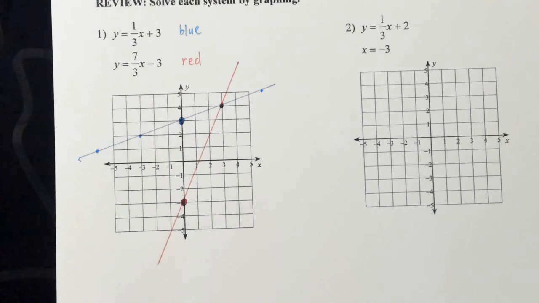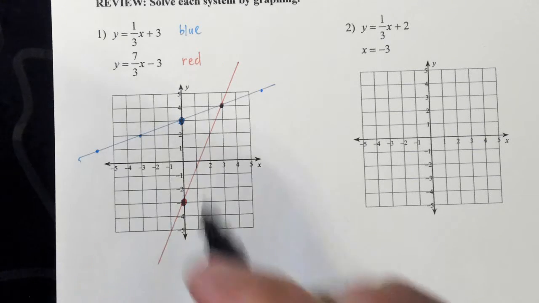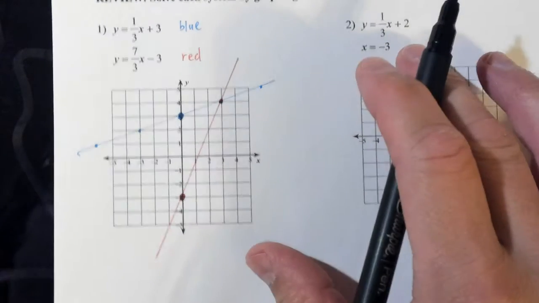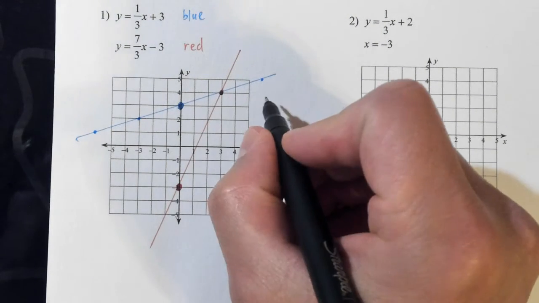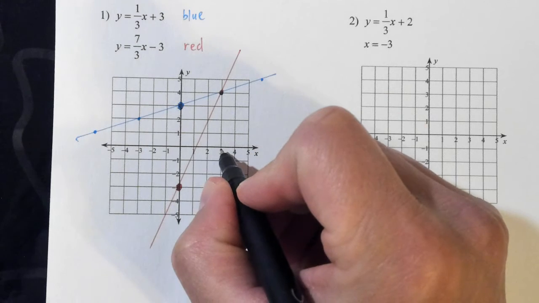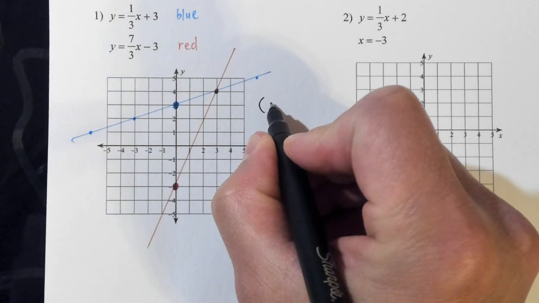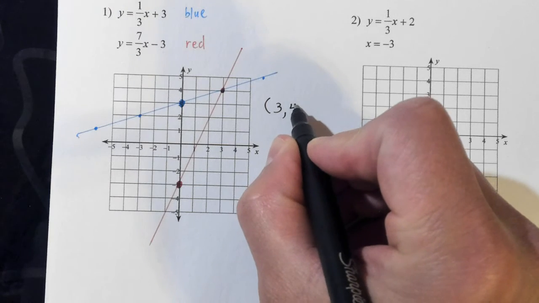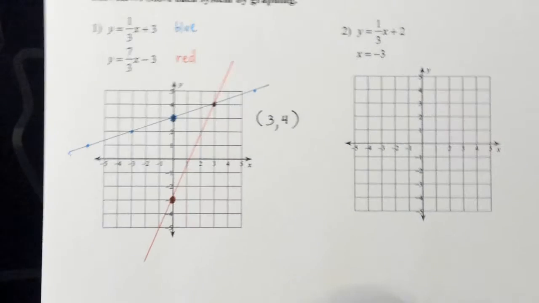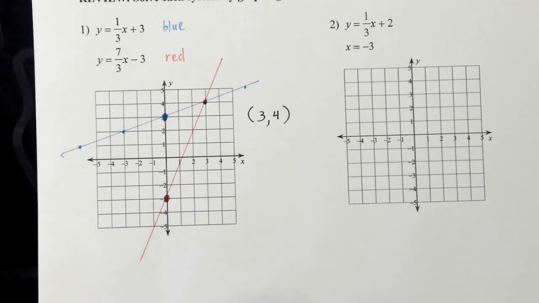So one more thing, and this is important. A lot of students graph the lines. That's great. We're very happy that you graph the line, but you have to tell us the coordinates of this point. And it is (3, 4). Always tell us the x value first, and y value second. Voila, that is the solution to the system.